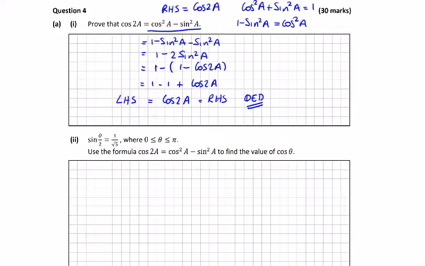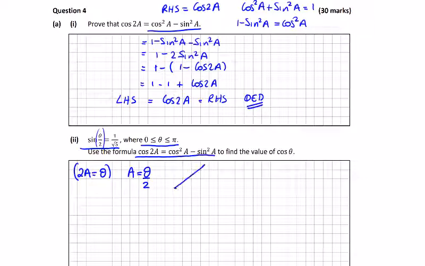In part 2, we're told that the sine of theta over 2 is equal to 1 over root 5, and theta is between 0 and 180, or 0 and pi, and use the formula cos 2a is equal to cos squared a minus sine squared a to find the value of cos theta. Well, let's say that the cos 2a, why don't we let 2a equal theta? Because then we can say a is equal to theta over 2, which is the angle that we're given here.